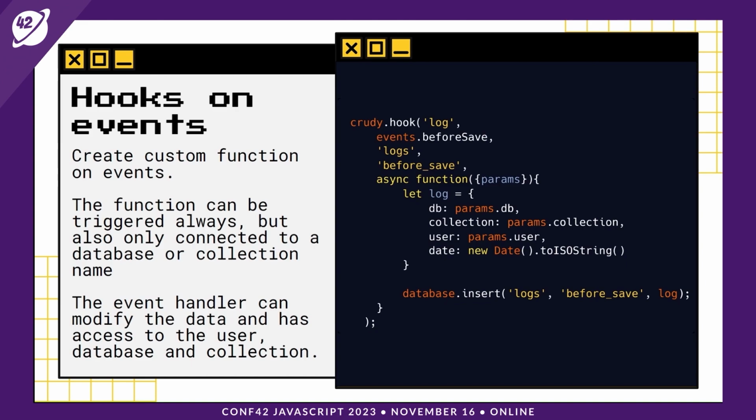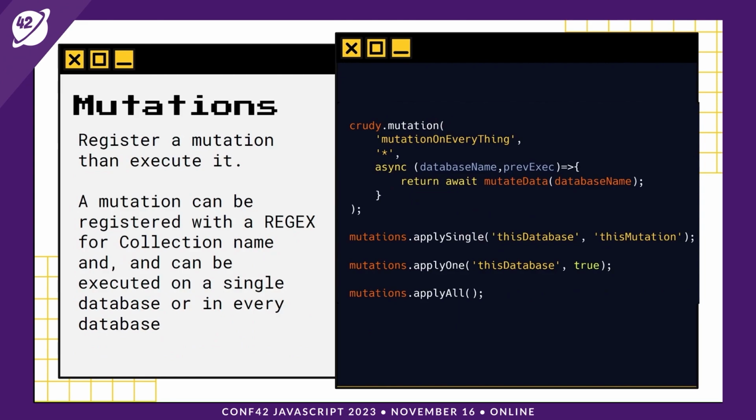We used this example on the before save event. We save in the logs database, in the before save collection, a log with the date and the user that writes something on a certain database and collection. This is an example you can use to log your data and to add logging to your application. Then the mutation. The mutation is an implementation that lets you mutate existing data on a database.